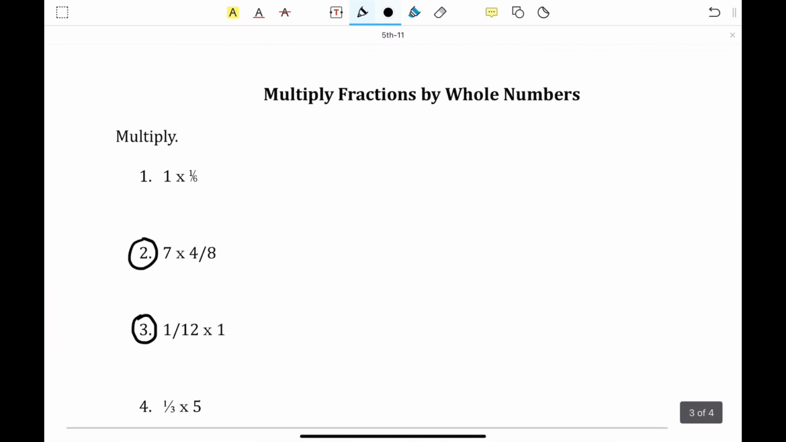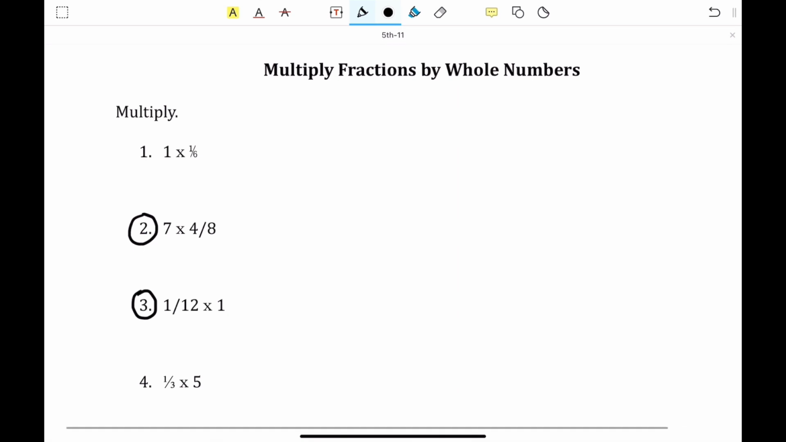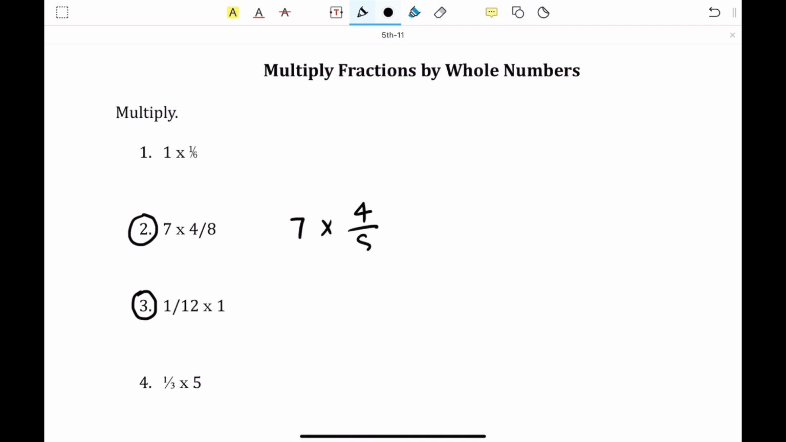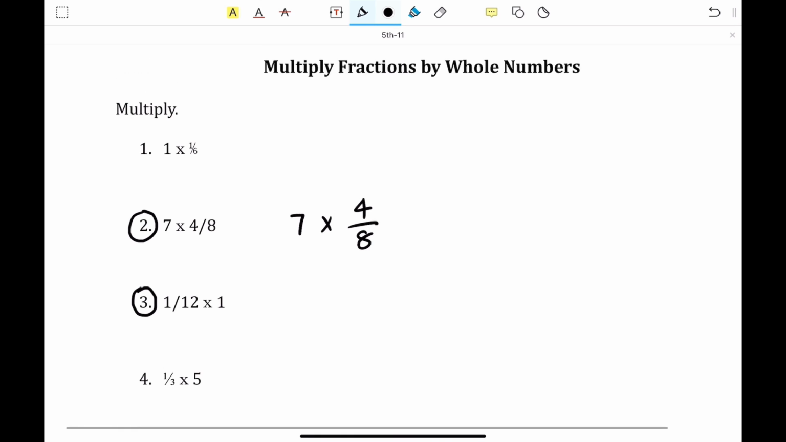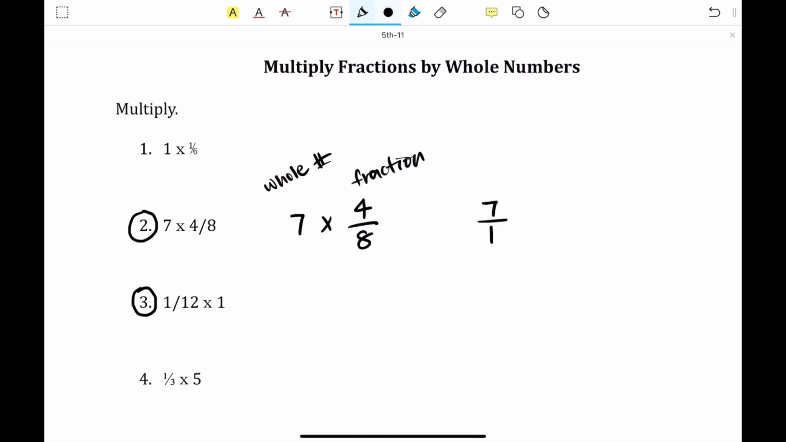And then multiply fractions by whole numbers. So we're going to go over 2 and 3 together. Number 2 says 7 times 4/8. So yes, 7 times 4/8. So now we're multiplying a fraction by a whole number. So this is the fraction and this is the whole number. Technically your whole number can be rewritten as 7/1 times 4/8. This is equal to this. So 7 is equal to 7/1.